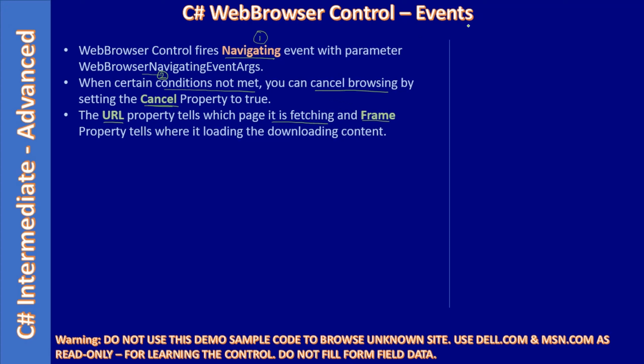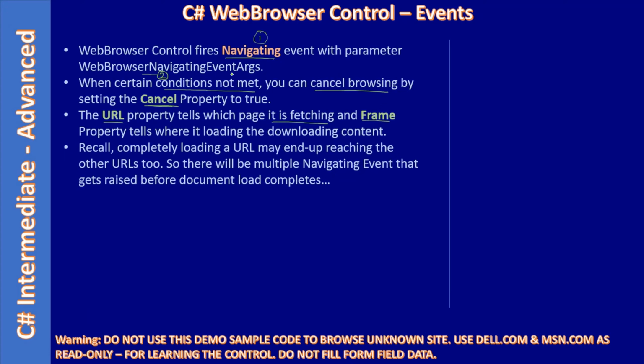So when a page load is happening, it may have multiple locations, right? So in which named frame the web browser is loading the content by visiting a specific URL. Completely loading a URL may end up reaching other URLs too. So there will be multiple navigating events that get raised before document load completes.